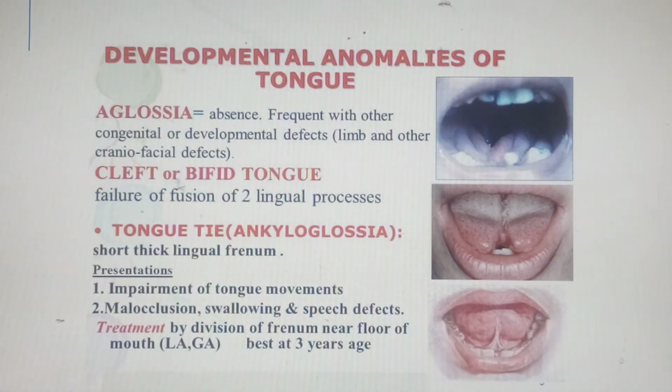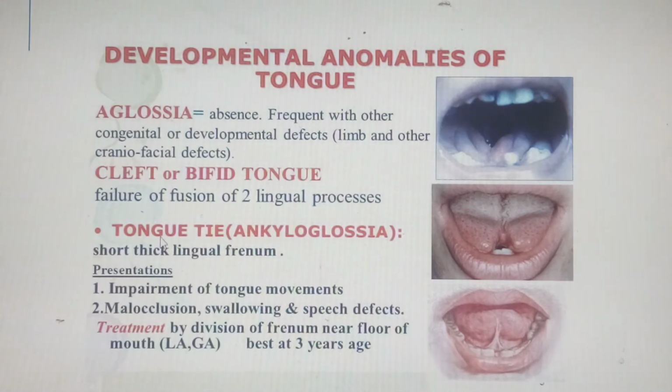Now, another thing is what we call bifid or cleft tongue. For instance, if there is no development of the lateral lingual swellings, tuberculum impar, together with the hypobranchial eminence, then no tongue formation at all. However, if the lateral lingual swellings fail to fuse in the midline, then a bifid tongue results.